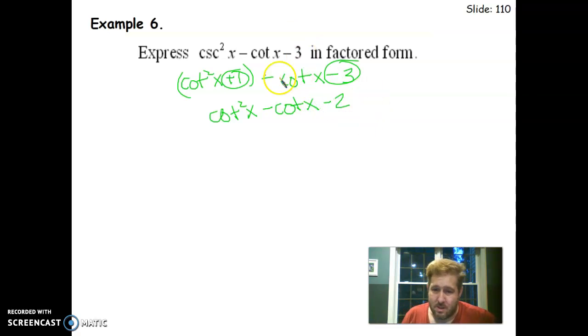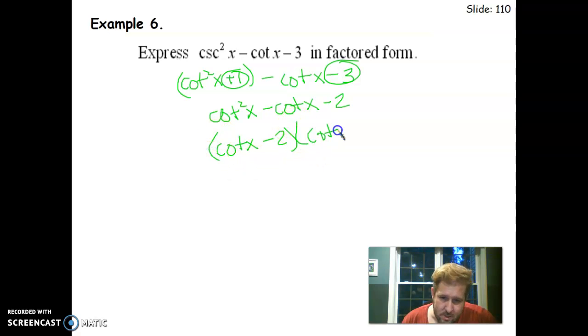Now I can factor this. I'm looking for two numbers that multiply to negative 2 and add up to negative 1. That'd be negative 2 and 1. So this is cotangent of x minus 2, times cotangent of x plus 1. There you go. There's a factored form. If you use FOIL, you will get the exact same thing. It's factoring exactly the same way as you have done in the past with the trinomial. Consider this A, B, and C, and just figure out what two numbers multiply to get C and add up to B.